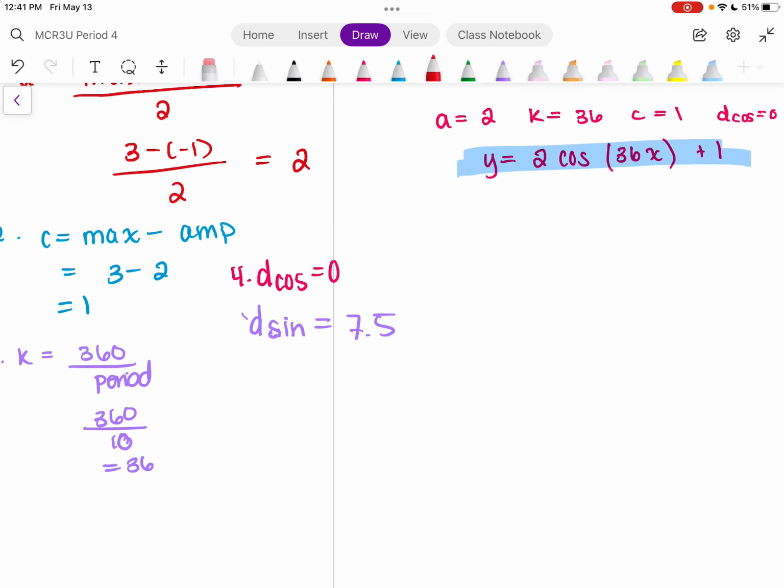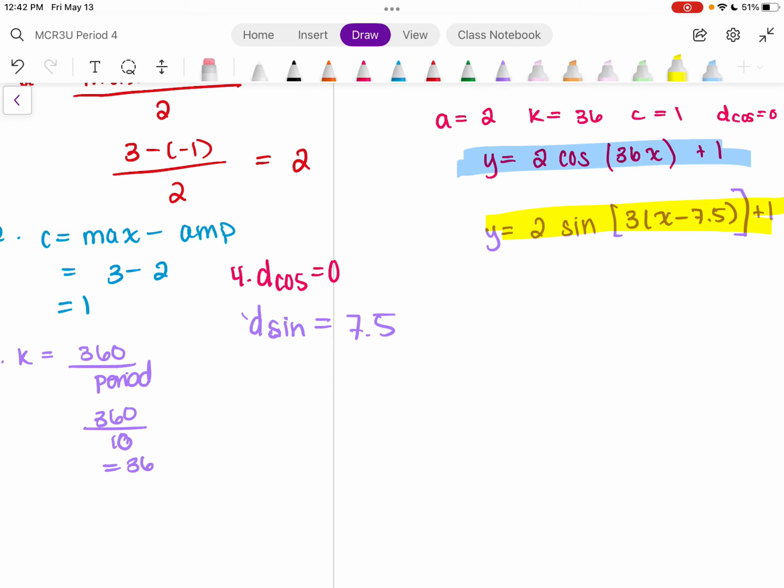On the flip side, now let's do the sine function. y equals 2 sine, same k value, but now I have that shift, right? Minus 7.5, close, plus 1. And that is going to be my sine function. These are the same thing. They're going to have the same graph. It's just when we talk about why this is in applications, one represents a different type of displacement than the other one does.